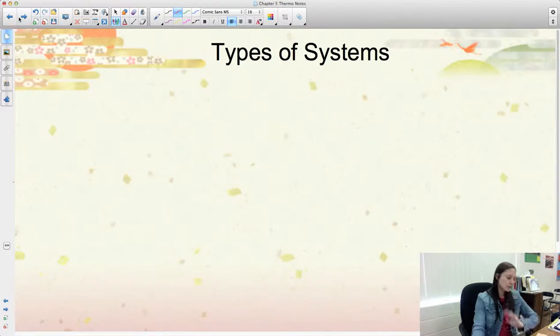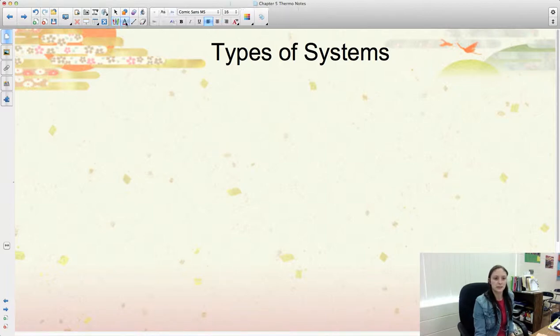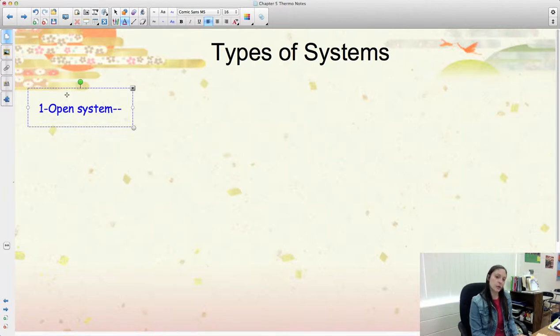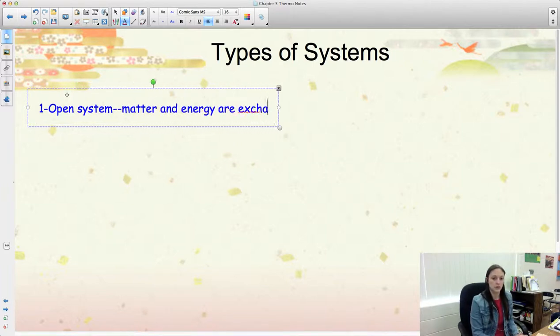Types of systems. There are 3 types here. The first one is what we call an open system. Open systems are where matter and energy are exchanged. Think here like I had a pot of boiling water with no lid on it. You're exchanging matter in the form of water that's evaporating, and you're exchanging energy, that's the pan getting hot. That's an open system.